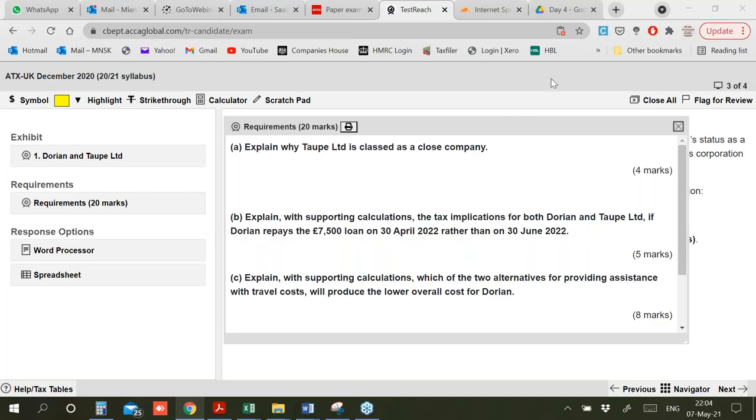Okay, guys. Now let's move on. And the last part is I have to tell you about two alternatives for which the travel cost will produce lower cost for Dorian. So let's read about those alternatives.